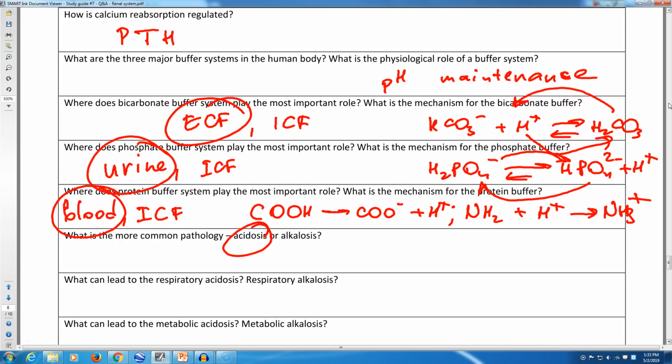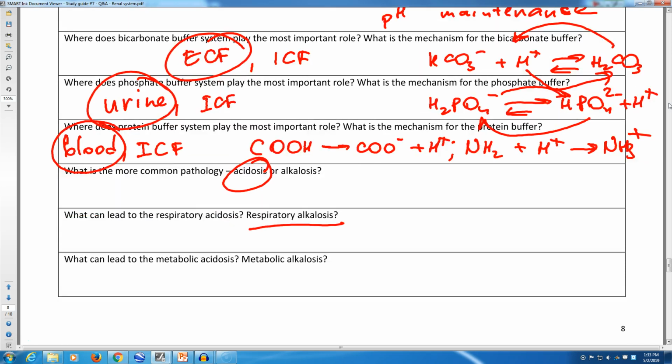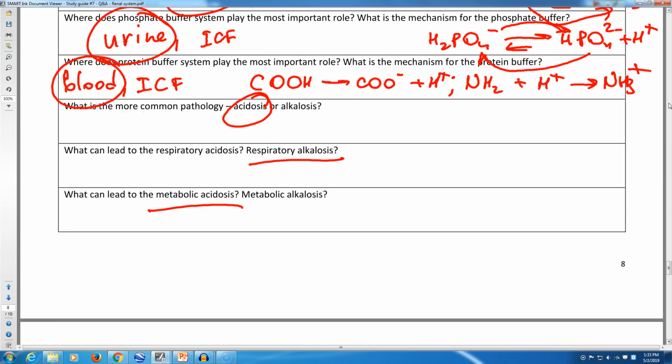Acidosis is more common. Respiratory acidosis: impaired ventilation. Respiratory alkalosis: hyperventilation. Metabolic acidosis: alcohol consumption, diabetes, liver failure. Metabolic alkalosis: extensive vomiting, consumption of abnormally high amounts of antacids.